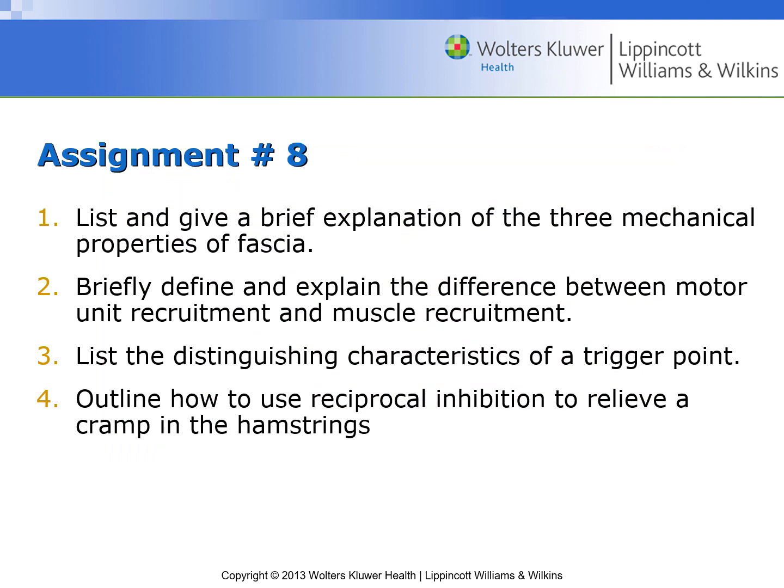Okay, so we've reached the end of today's lecture, and for assignment number 8, I'd like you to list and give a brief explanation of the 3 mechanical properties of fascia, briefly define and explain the difference between motor unit recruitment and muscle recruitment, list the distinguishing characteristics of a trigger point, and outline how to use reciprocal inhibition to relieve a cramp in the hamstrings.